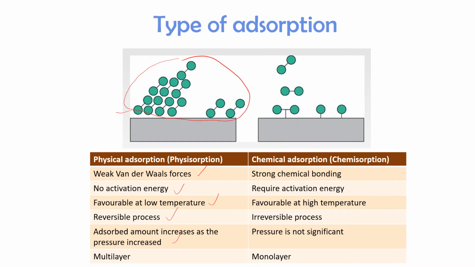And we can see here the physisorption having a multilayer adsorption. Okay, this one is the first layer, this one is second, third, fourth, and so on. And for the chemical adsorption it is the opposite way. For the chemical adsorption, we have here the strong chemical bonding. Okay, and it requires activation energy for the bond breaking and bond formation, and is favorable at high temperature, an irreversible process, and pressure is not significant in this case. And as we can see here, the chemisorption having a monolayer, where the first layer is in contact with the adsorbent here.